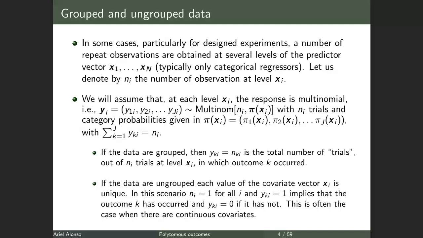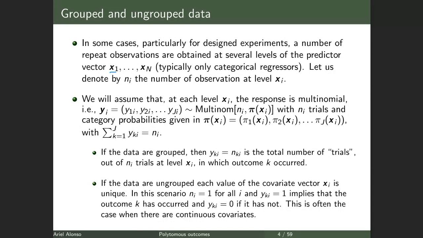Now, how can we introduce a model, how can we introduce the covariates? And we are going to do a little bit the same as we did with the binomial case. In some cases, and this is particularly the case when you have designed experiments and when your covariates are basically categorical regressors, in many cases you obtain what we call repeated observations. So you have a vector of covariates x, and your vector of covariates can take n different values.